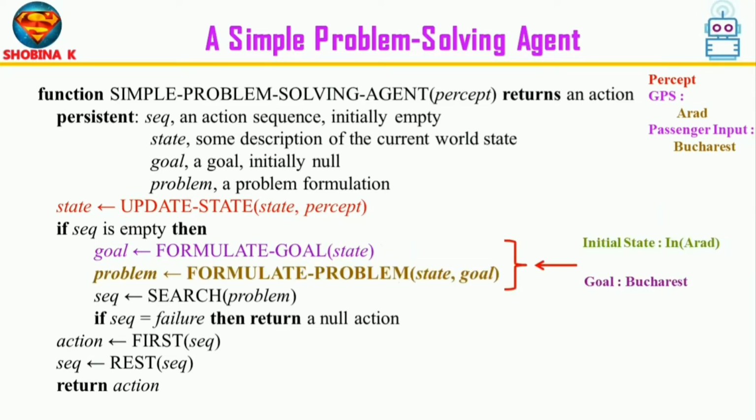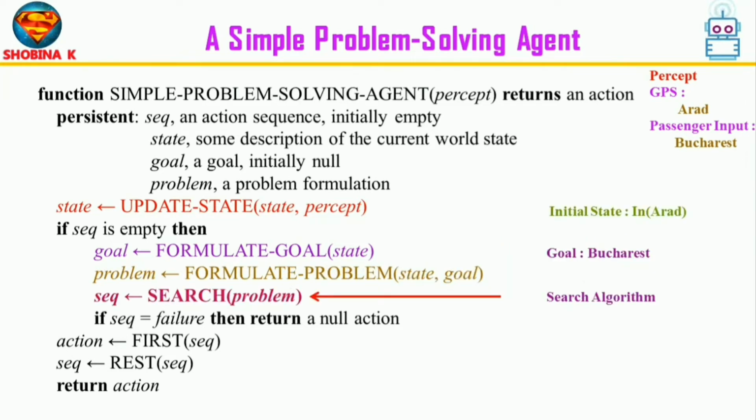The next step is problem formulation. As I mentioned earlier, to formulate a problem, you need to specify the initial state, the actions, the transition model, the goal test, and the path cost. Here we are not discussing all five components; we are taking only the initial state and the goal. Now we will formulate a problem. Our initial state is in Arad and the goal is to get to Bucharest. And this is our problem. For this we need to search and find the solution, so we will ask the search algorithm to find the solution for this problem.